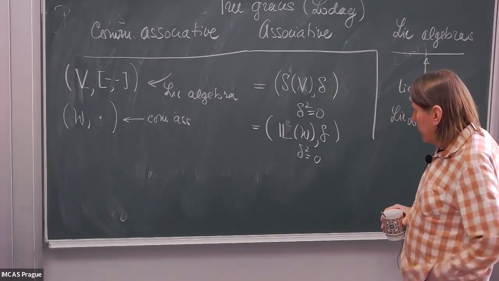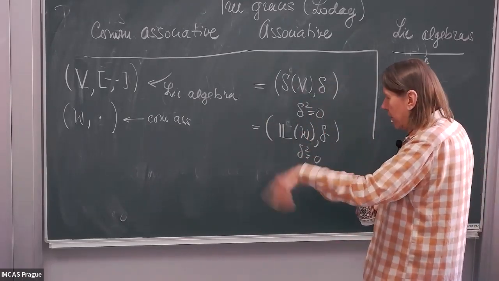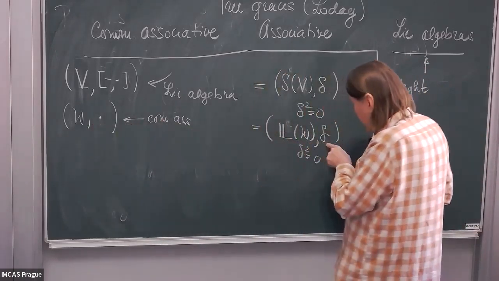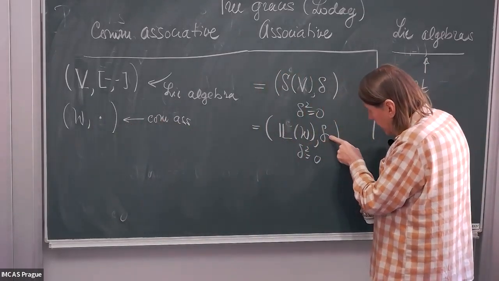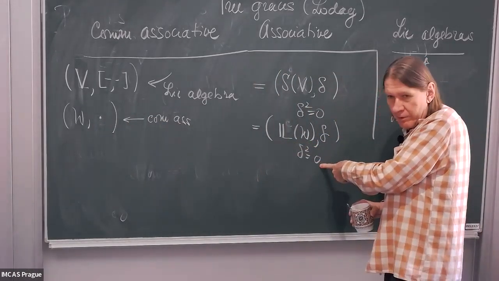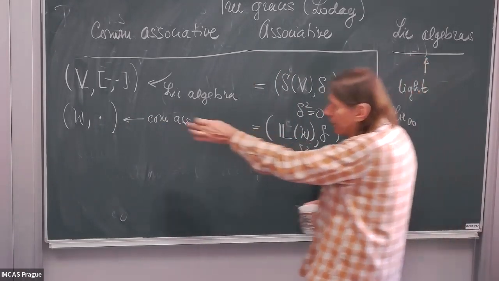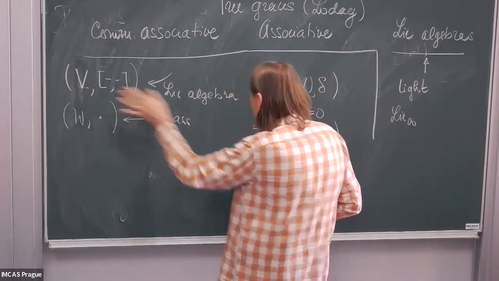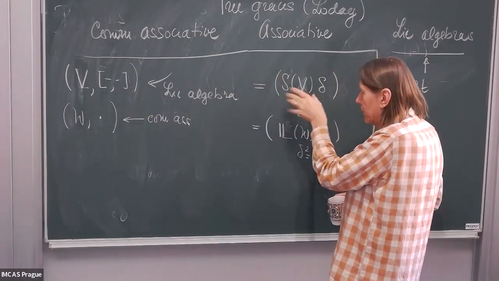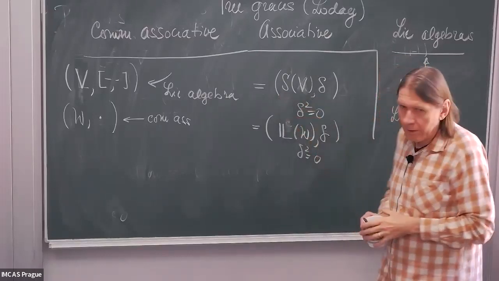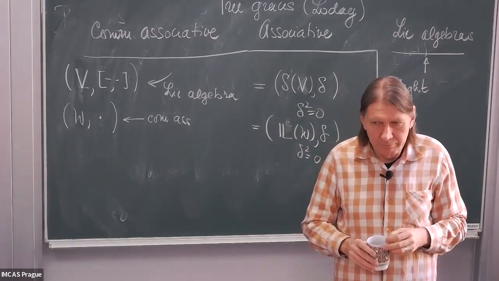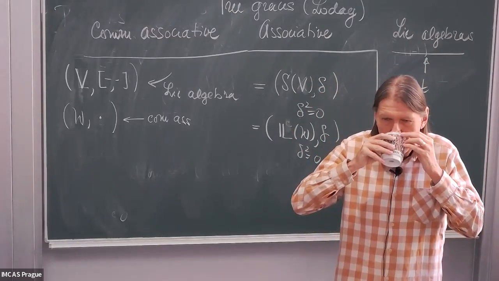We'll forget the co, whatever. So a commutative associative structure on W is the same as a quadratic derivation on the free Lie algebra which squares to 0. And vice versa, a Lie bracket on V is the same as a quadratic derivation on the free commutative associative algebra which squares to 0. There are some signs involved, but yeah.